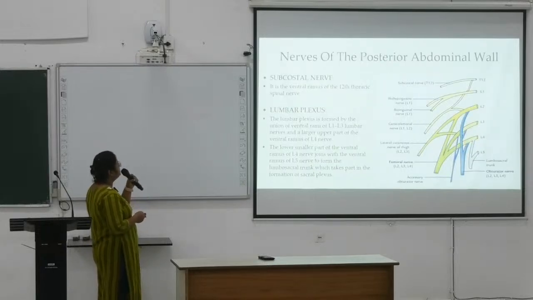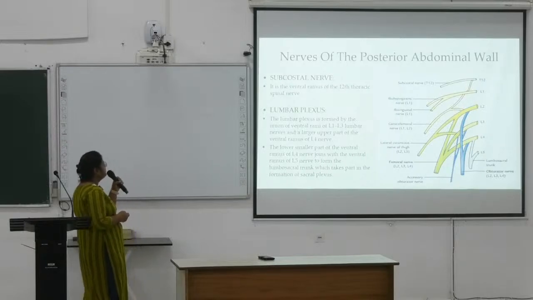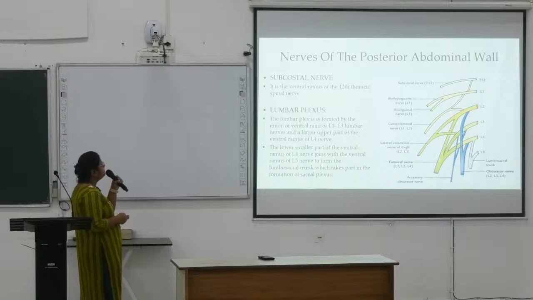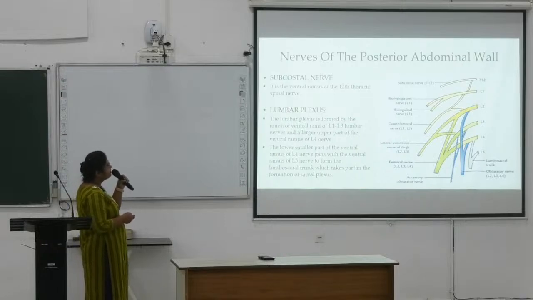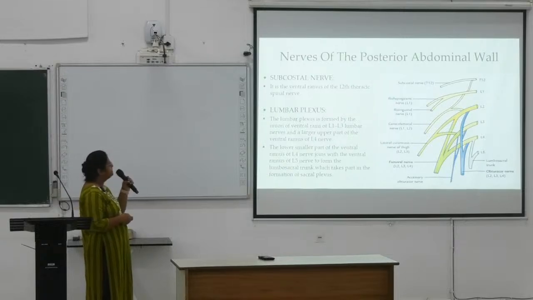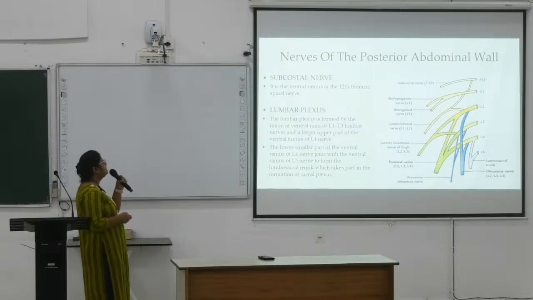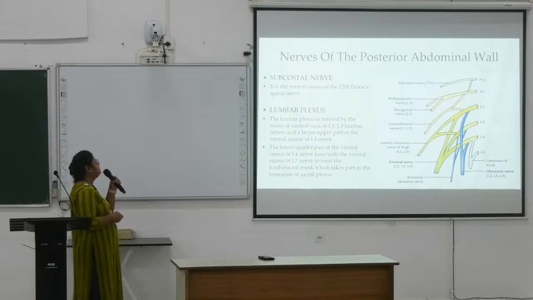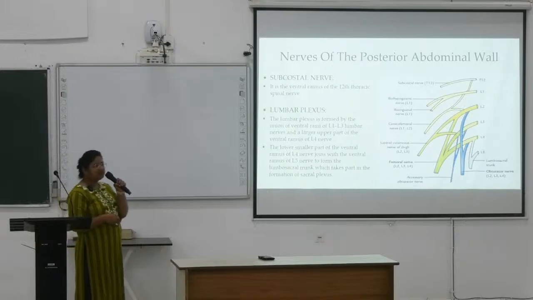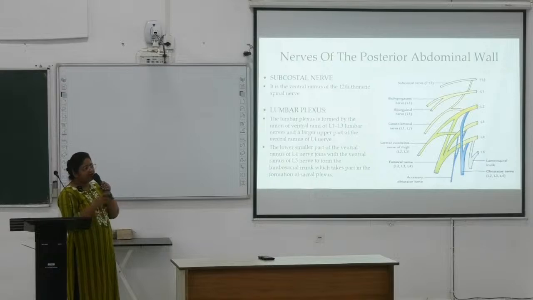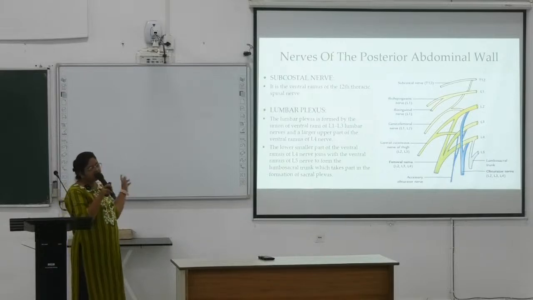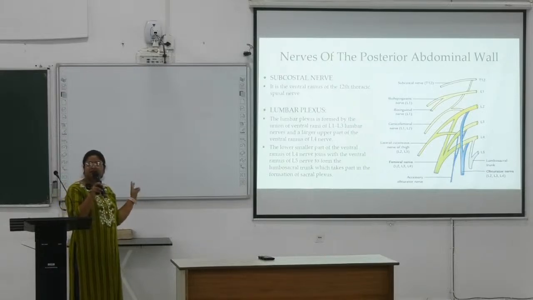Next is nerves of the posterior abdominal wall. There is the subcostal nerve. It is the ventral ramus of the thoracic spinal nerve. Here, this is the subcostal nerve. Okay, thoracic spinal nerve, ventral ramus. And there is the lumbar plexus and its branches. See, these nerves are joining to form this lumbar plexus. Lumbar plexus formation by the union of ventral rami is very frequently asked in your viva, its branches and the root value of all these branches.